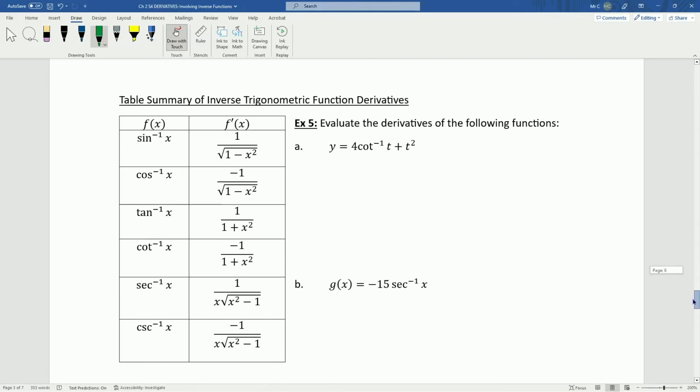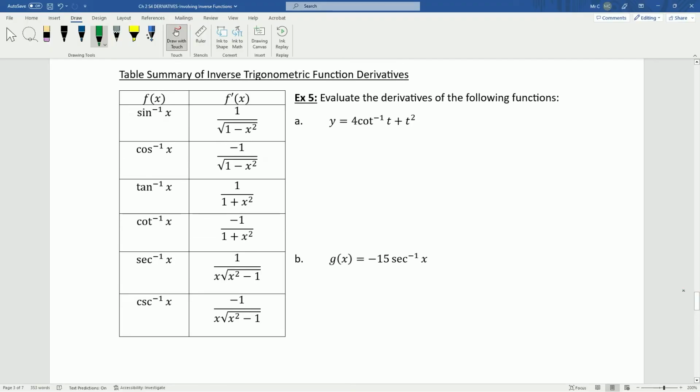Now we have a whole bunch of inverse trig functions, so we're going to list out all of their derivatives here. We're not going to prove all of them. But you will see, similar to the patterns that you saw with the derivatives of the regular trig functions, there are similar patterns with the derivatives for inverse trig functions.